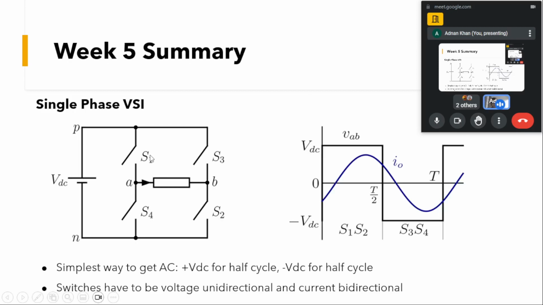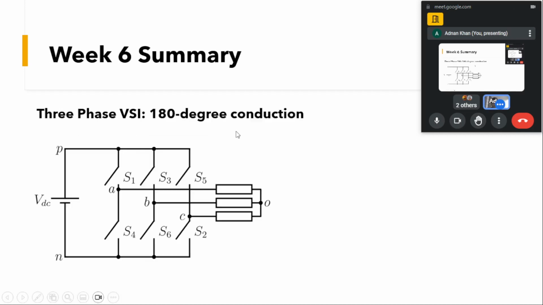Similar, like this was about the single phase. Now we will be moving towards the three phase. What will happen in the three phase? In the three phase, we have two modes of conduction: one is 180-degree conduction mode and the other is 120-degree conduction mode.